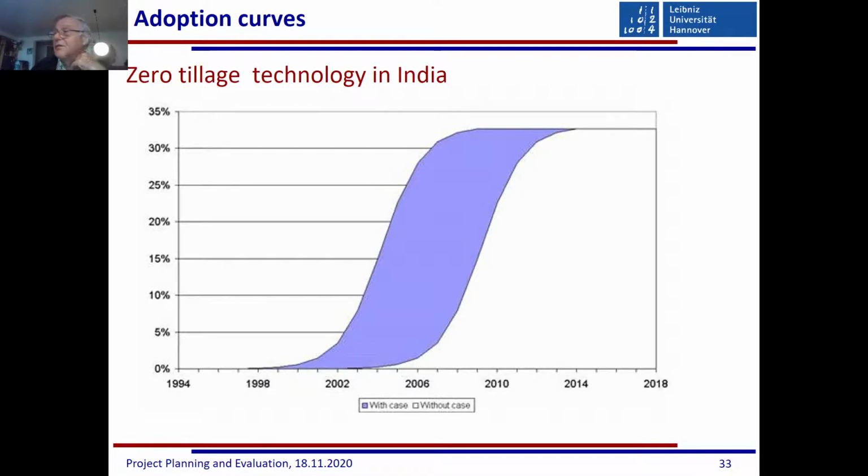Okay, so this is an example, and maybe we even have it as a case study. I'm not quite sure, but we used to do that. It is the zero tillage technology in India. I don't know if you are familiar with this term, zero tillage.